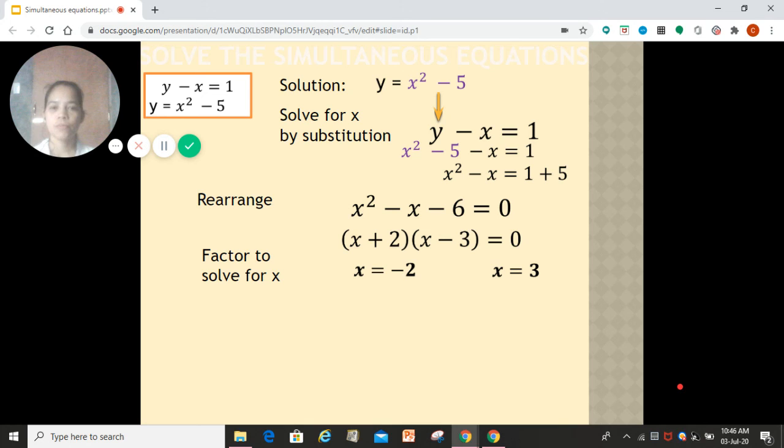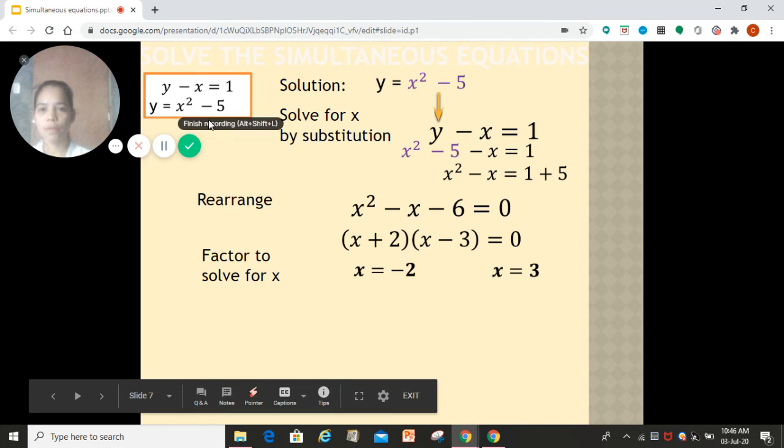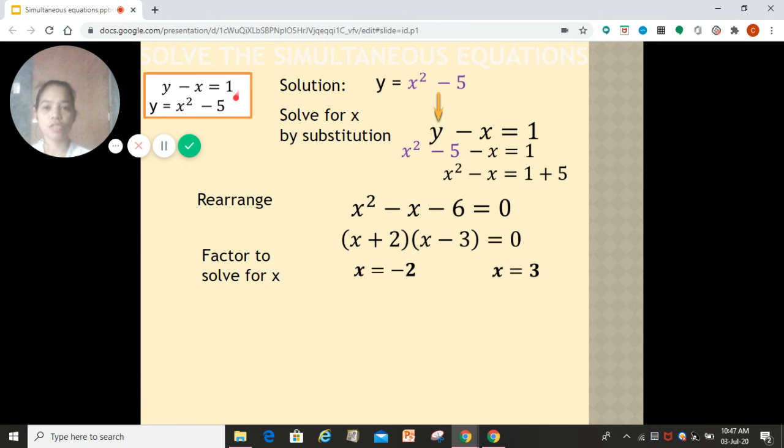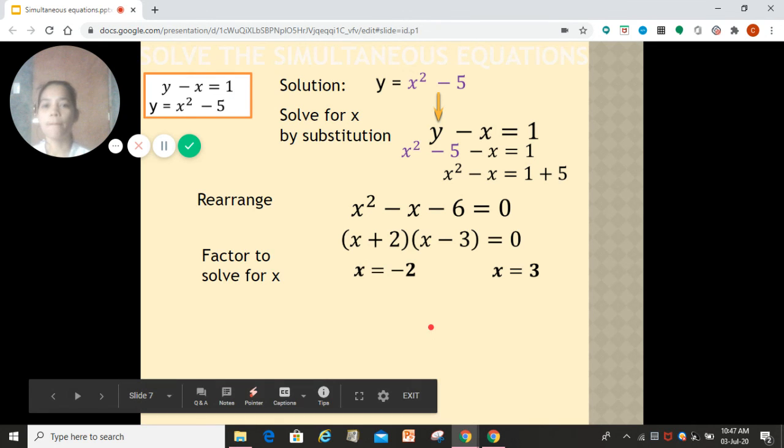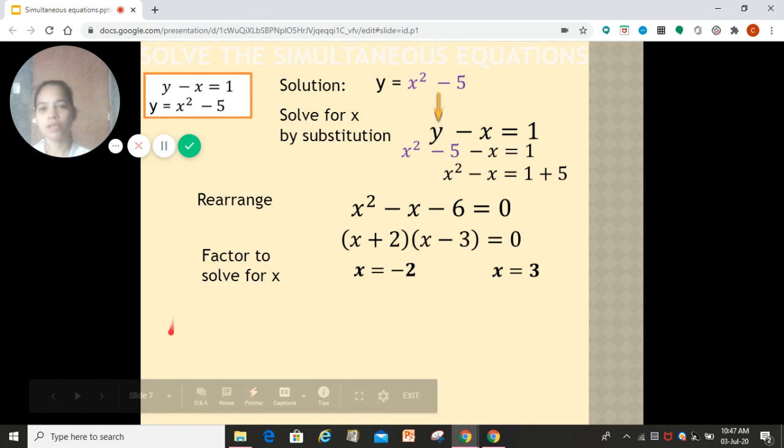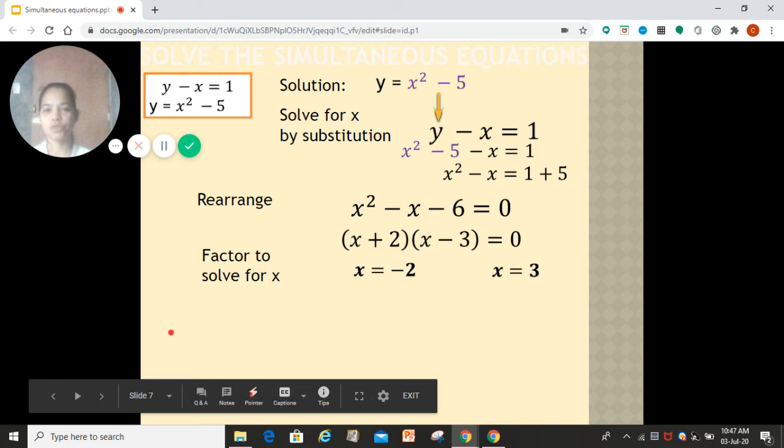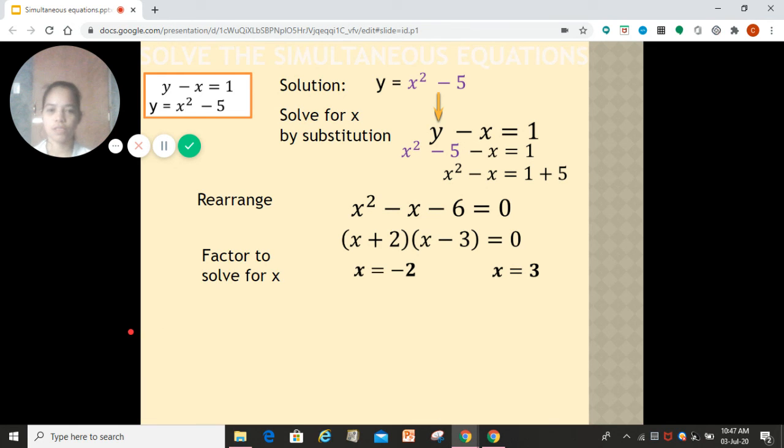Now, I just include it again on this slide. So we got your x coordinates, and you're ready now to solve for your y coordinates. Between the two equations, y minus x equals 1 and y equals x squared minus 5, you just have to decide which of the two you are comfortable in working with, as you are to substitute the values that we got. So I'll choose equation 1, y minus x equals 1. Since there's no squared term, it's easier to manipulate.